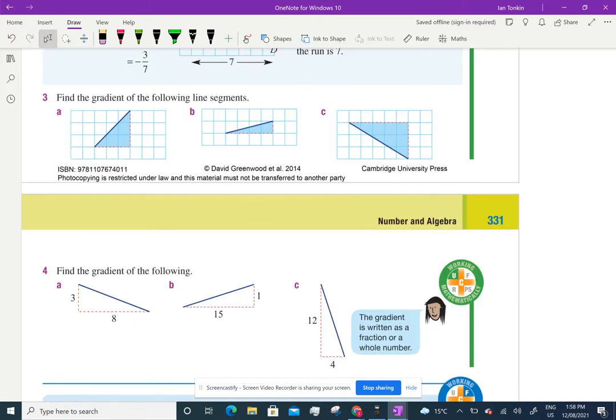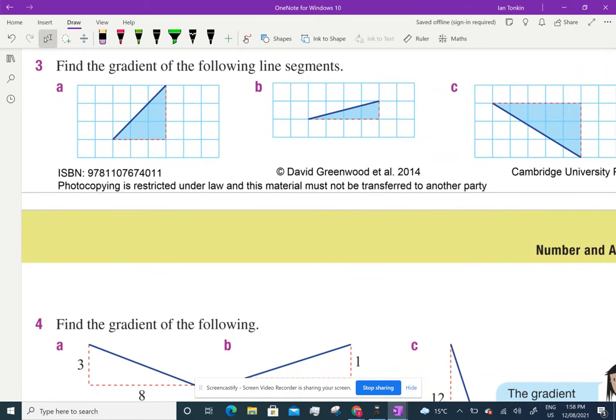Find the gradient of the following. Now remember, it's rise over run. So you just count the number of squares here. 1, 2, 3. 3 up. 1, 2, 3. 3 across. The gradient, and I'm going to use the letter M, is 3 over 3.